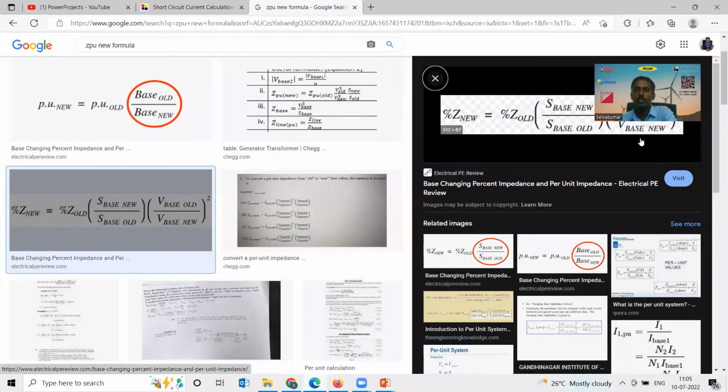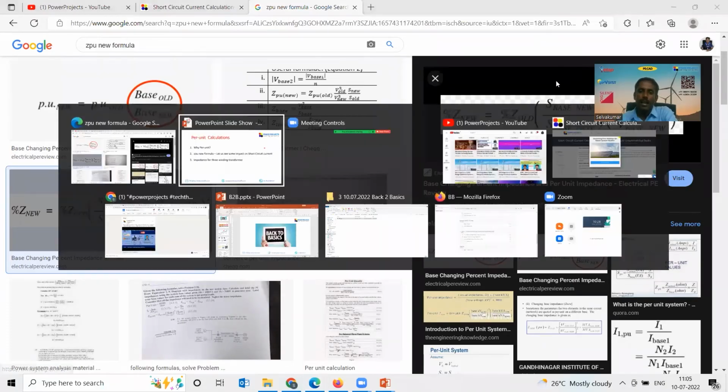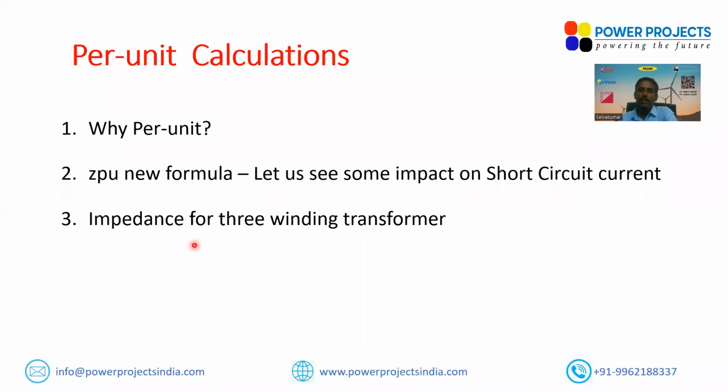Assuming that the voltage bases remain the same, then Z new will be 12.5% on 100 MVA. These are all really important, because in a few cases the manufacturer gives the impedance on different MVA ratings. You need to relate this, and it becomes more important when it comes to three winding transformers.